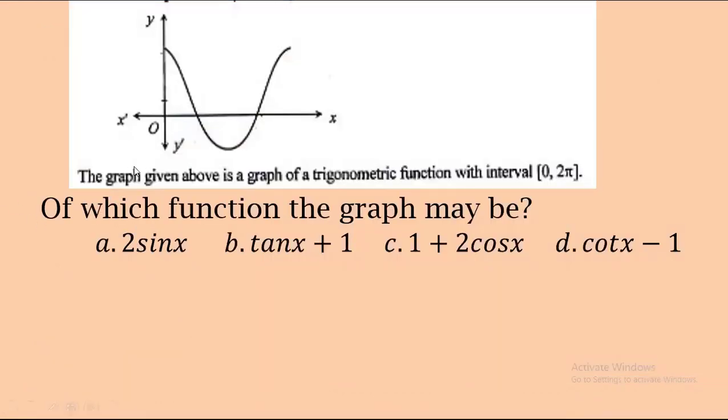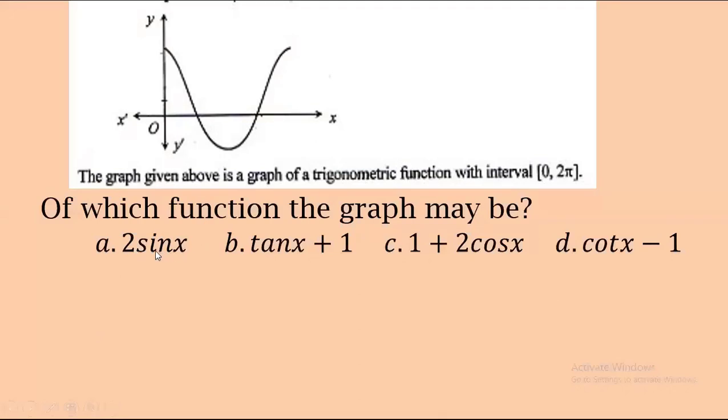Next, of which function may the graph be? Here a note is given. The graph given above is a graph of a trigonometric function with interval 0 to 2 pi. This graph is for the 0 to 2 pi range. Sorry, domain. It is for x equal to 0 to 2 pi. This graph is drawn. Now we have to decide which function the graph may be. So what about A?